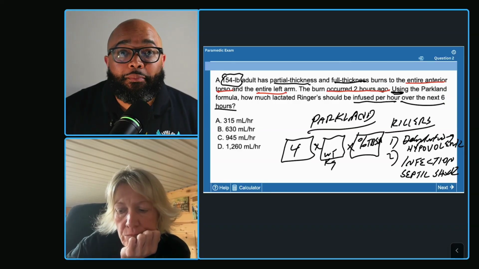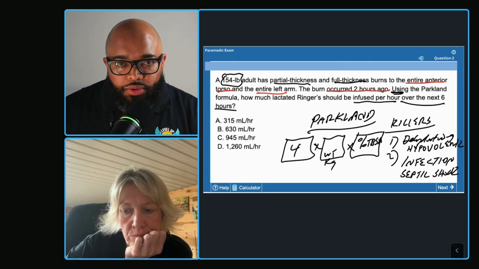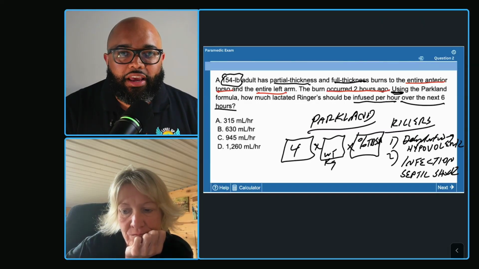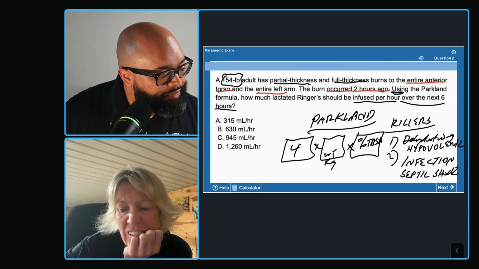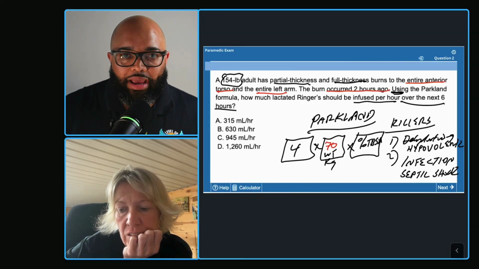All right, so to go from pounds to kilograms, we take the weight in pounds divided by 2.2. So for everybody, just do that for me on your calculator. Go 154 divided by 2.2. And what are you going to get? You're going to get 70 kilograms, okay?